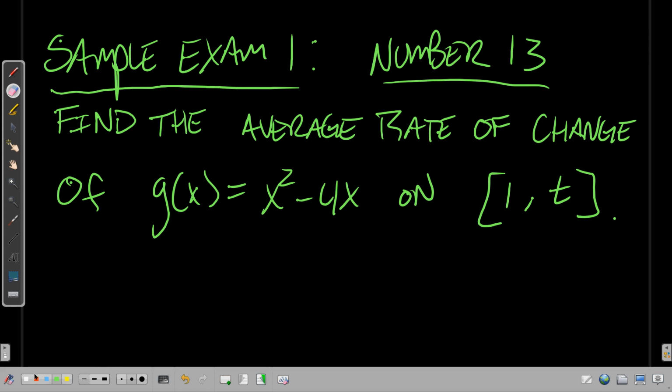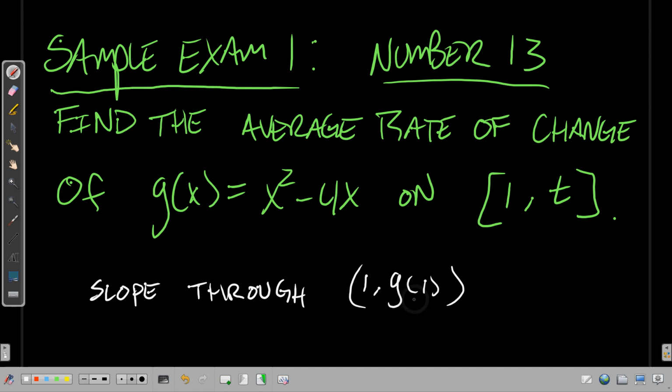The key observation is that average rate of change is the slope of the secant line through which 2 points? 1, g of 1, and t, g of t. That's it. If you can find that slope, you will have completed the problem.